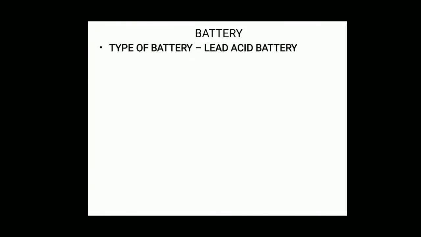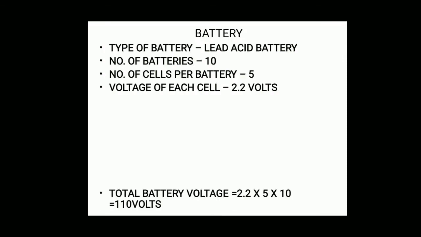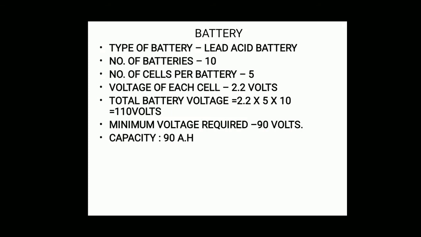Lead acid type of batteries are provided in EMU and MEMU. Number of batteries provided are 10. Each battery contains 5 cells. Each cell capacity 2.2 volts. Total battery voltage is 110 volts DC. Minimum voltage required to operate circuits is 90 volts. Capacity of batteries is 90 ampere hours.